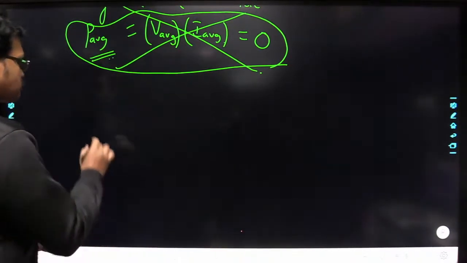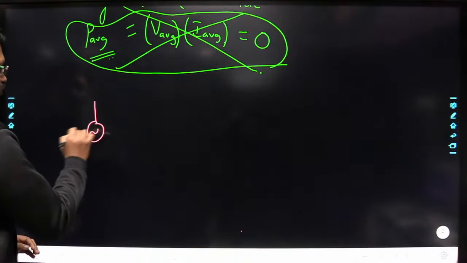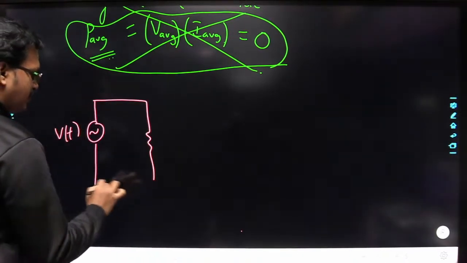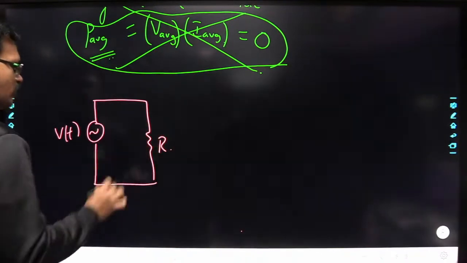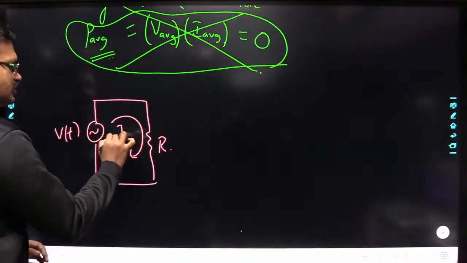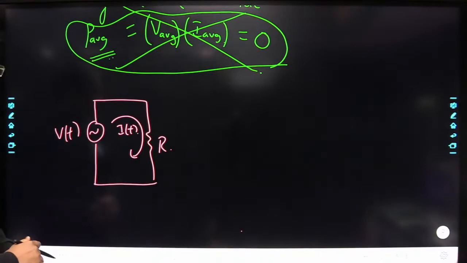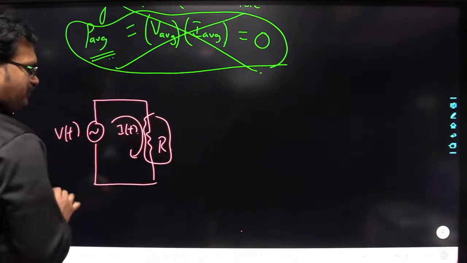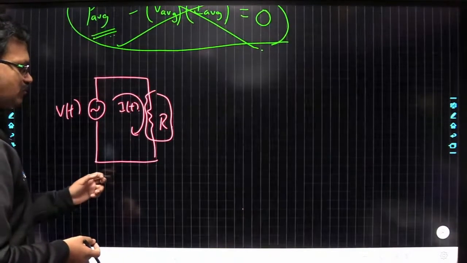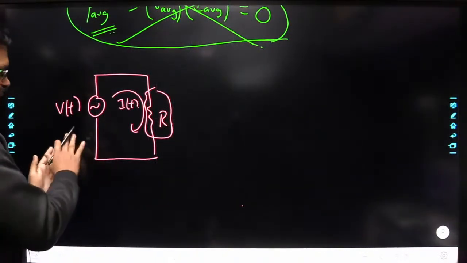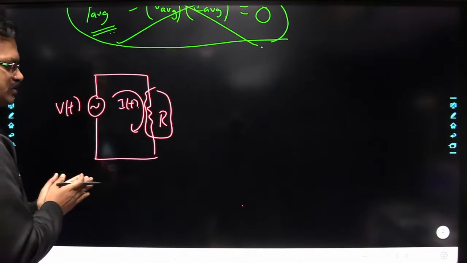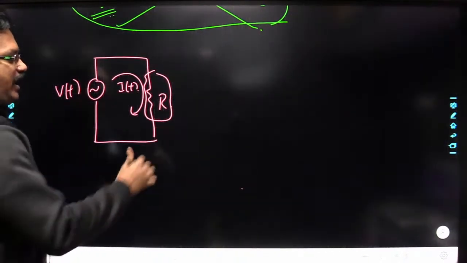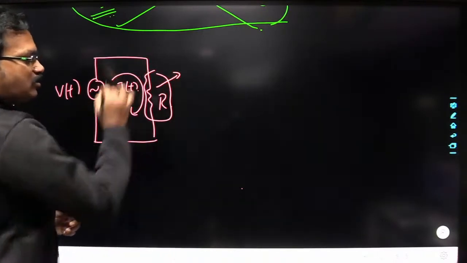See here. Suppose you consider a circuit with V of t, and here let us say this is simply a resistor. The current is going to flow through this resistor, that is I of t. Right? Okay. So some power on an average is dissipated, that means the energy will be dissipated across this resistor.